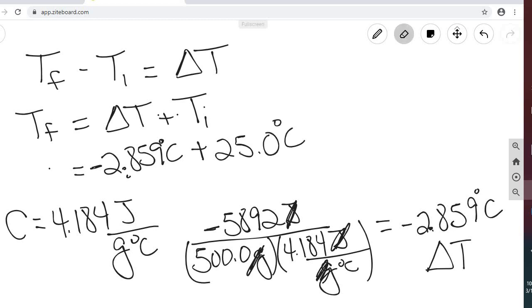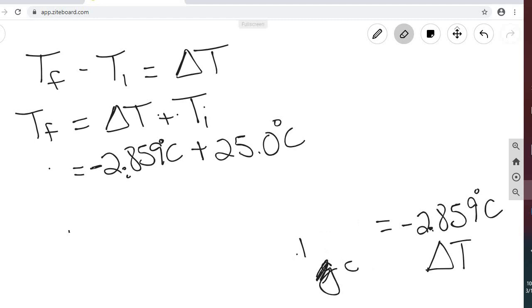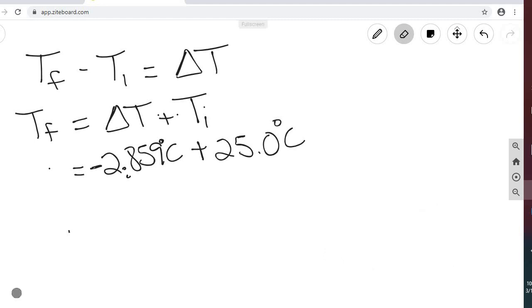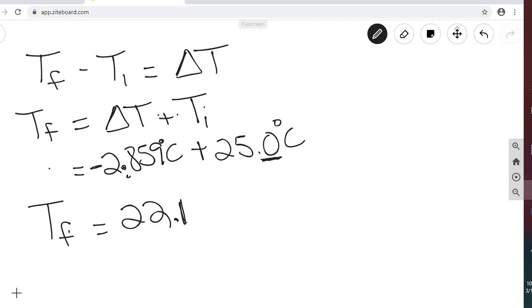Okay, so negative 2.859 plus 25 degrees C, then TF will be equal to 22. And we're going to be limited here now just to tenths because we're adding, so we have to look at place value. So TF will be equal to 22.1 degrees C. Okay, so that was number 9.